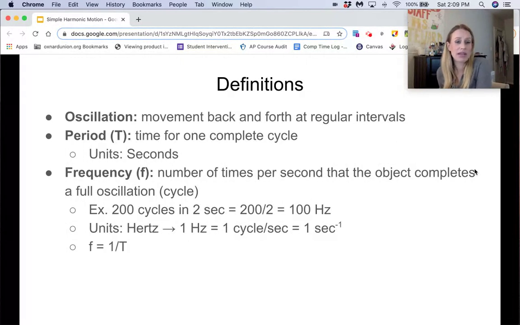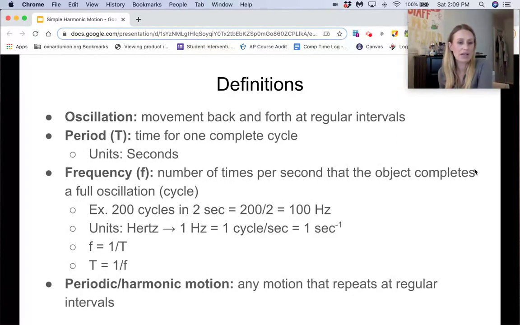Now frequency and period are reciprocals of one another. They're inversely related. So frequency is equal to 1 over period, and period is equal to 1 over frequency. Last but not least, this is also called periodic motion or just harmonic motion, and this is just any motion that repeats at regular intervals.